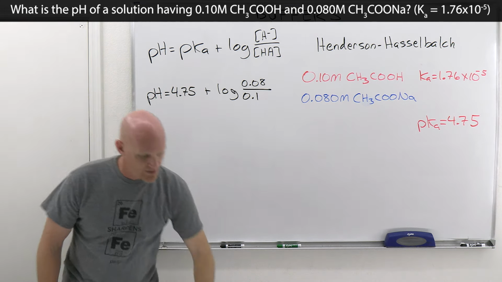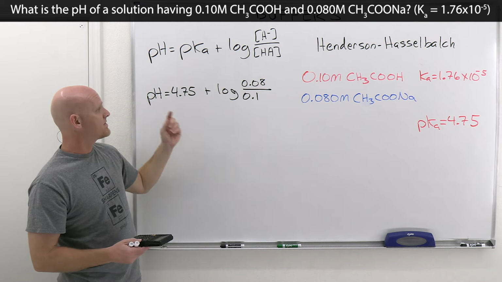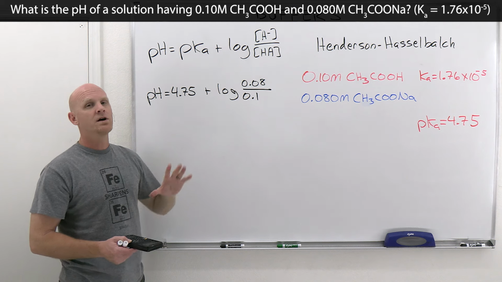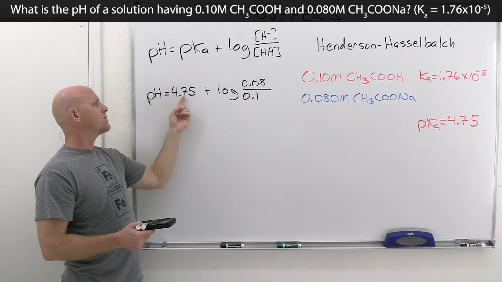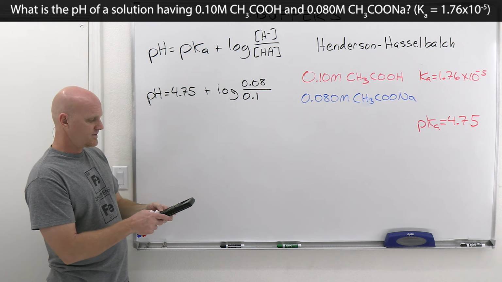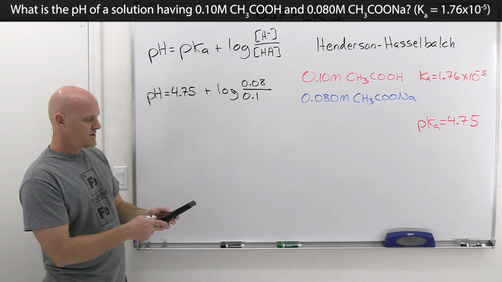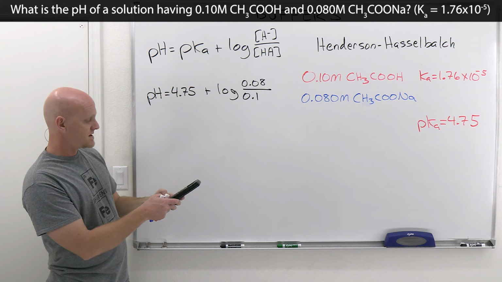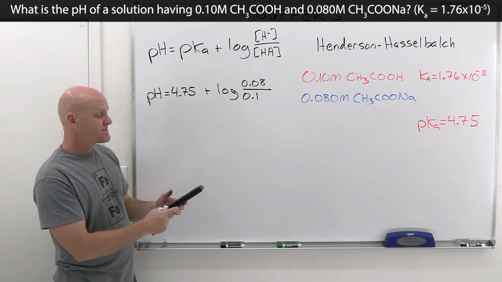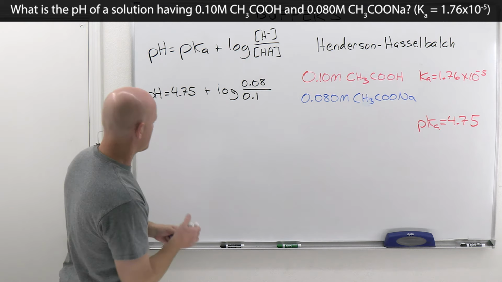Well, in this case, we're going to figure it out exactly, and we should expect, though, with a little more of the acid than conjugate base, but not more than 10 times more, we're within that buffer range, but we're more on the acidic side, so the pH should be just a little bit lower than 4.75. So in this case, 4.75 plus log of 0.08 divided by 0.1 is 4.65.